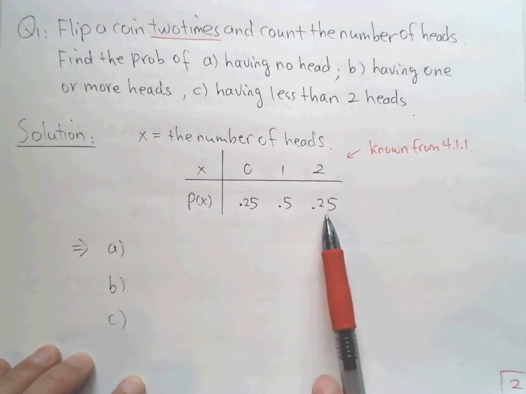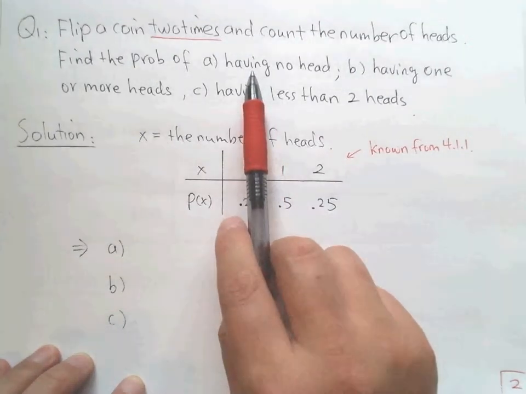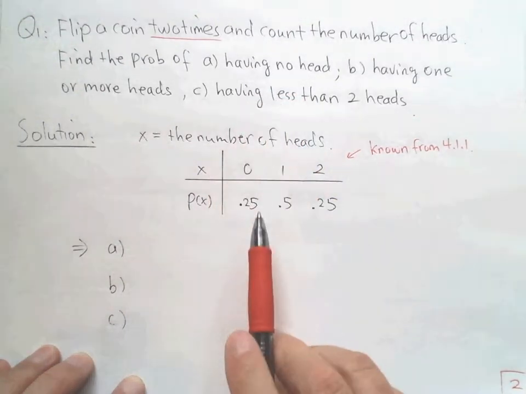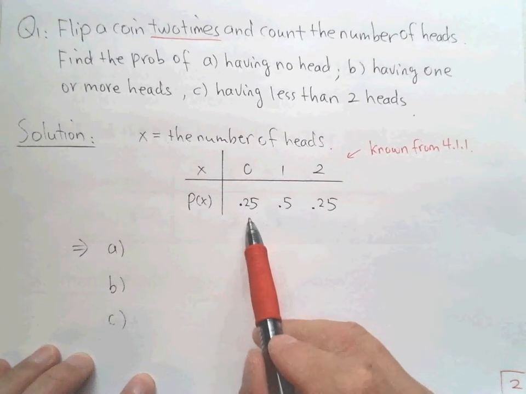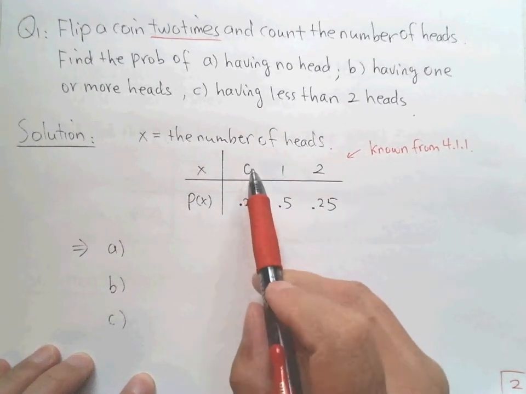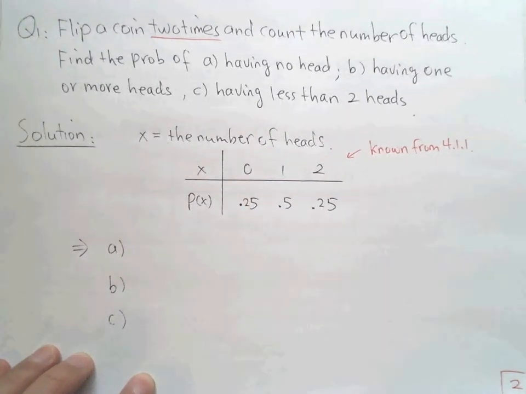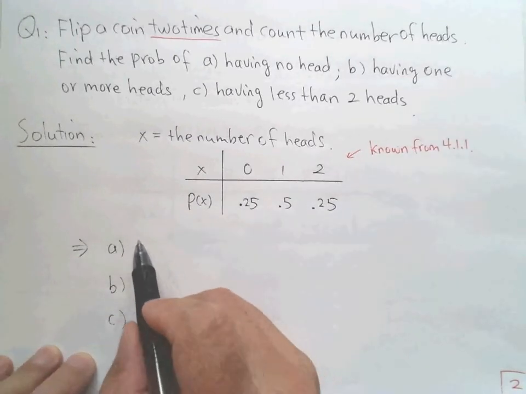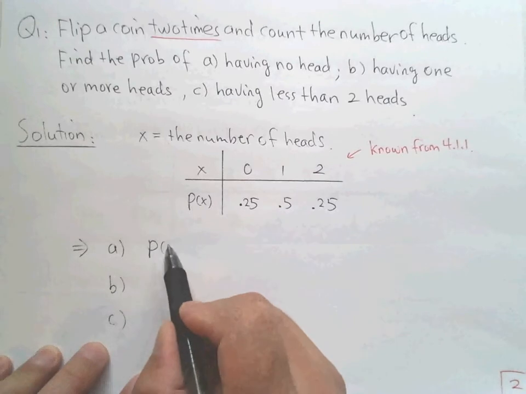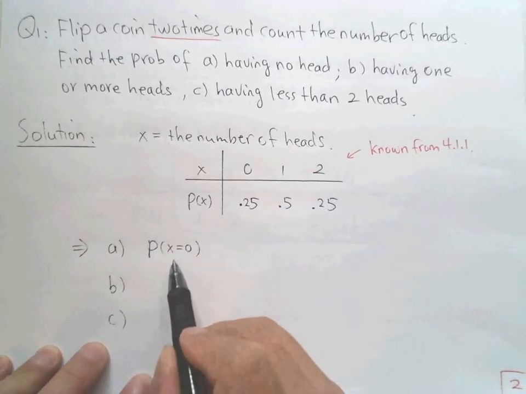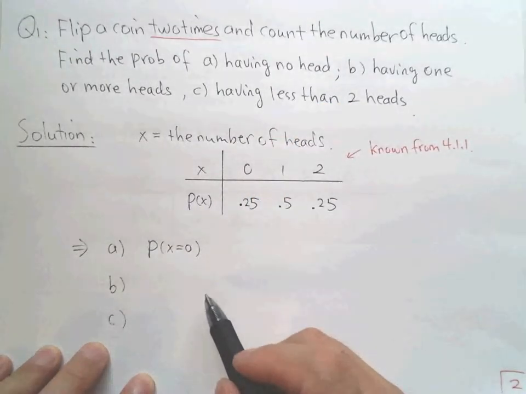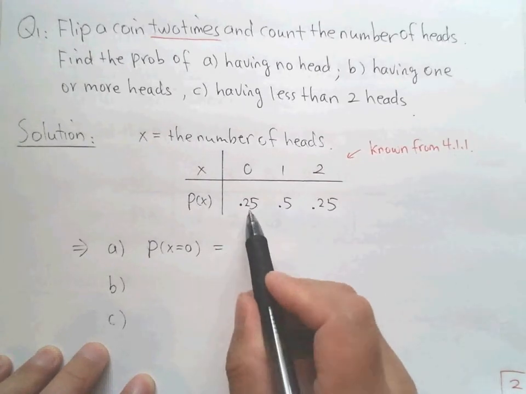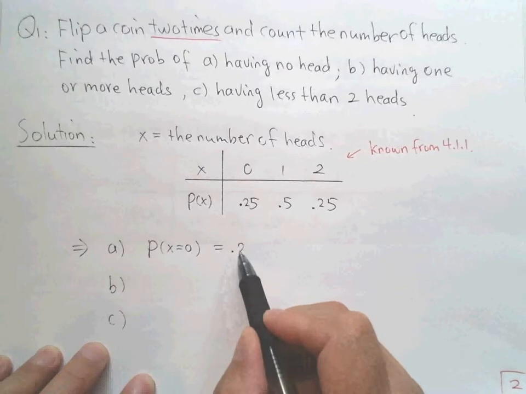Now, how do we find these probabilities? A, having no head. No heads means x equals 0. So the first is just the probability that x equals 0. This is the question: the probability of having no head. You don't need to add anything, just take that one number, because this is only one value.